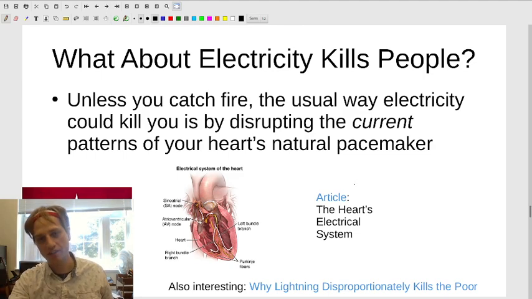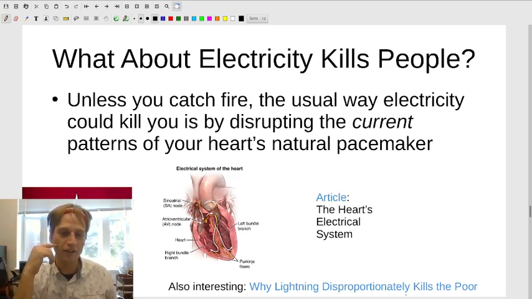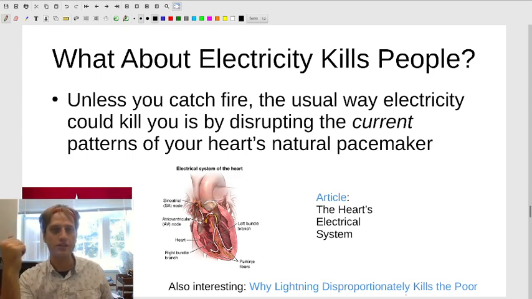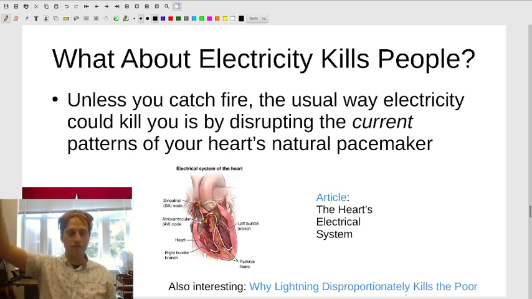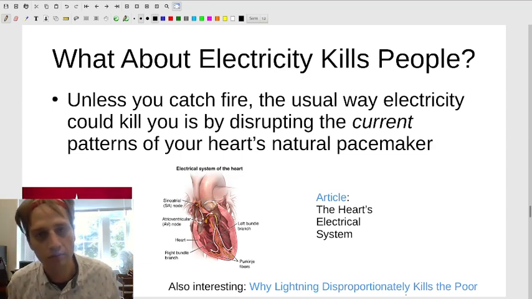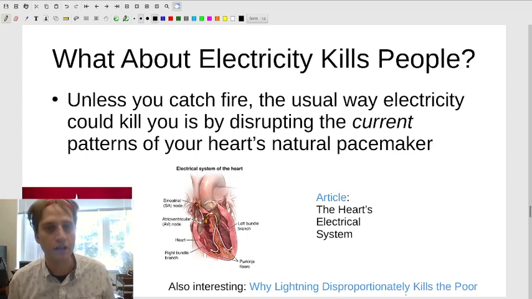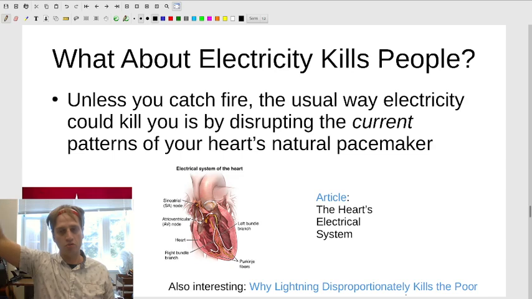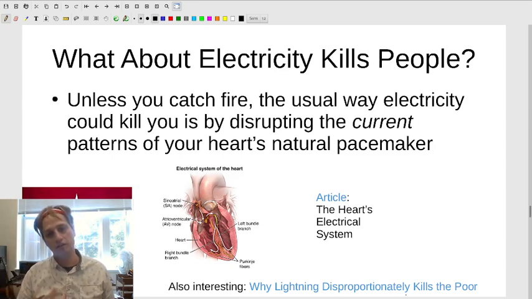the current that flows through your heart, disrupts the current that pumps your heart's natural pacemaker. So I've put a couple links in the PowerPoint if you want to look at that. Here's something about the heart's electrical system. And also an interesting article that I read while preparing this was why lightning disproportionately kills the poor. It turns out in our houses, because we have plumbing all over the place, usually if you're living in a first world country and your house is hit by electricity, that current just goes through the wires into the ground rather than hitting you.